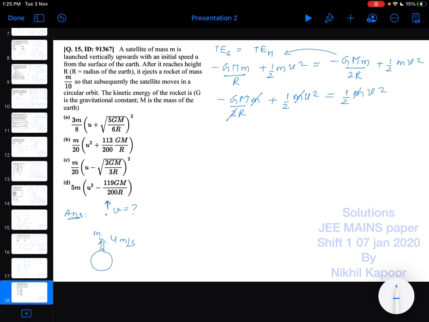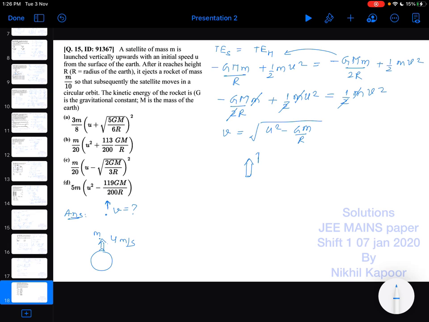m gets cancelled, half will get cancelled from all sides. So the velocity of the complete system at this height, just on achieving this height, would be under root u square minus GM by r, in the vertical direction. Okay, now what is said here at this point, so I will draw here. Here it is said that when the rocket and the satellite system is here, then it ejects a rocket of mass m by 10 subsequently.